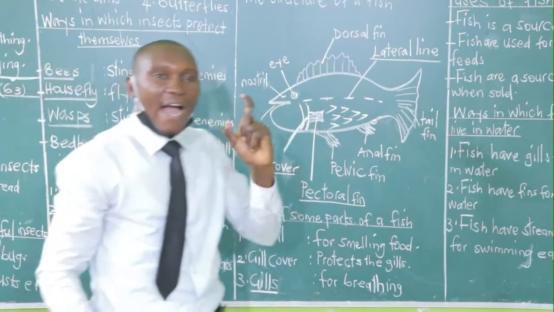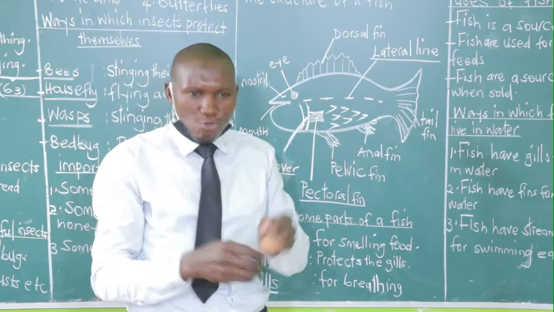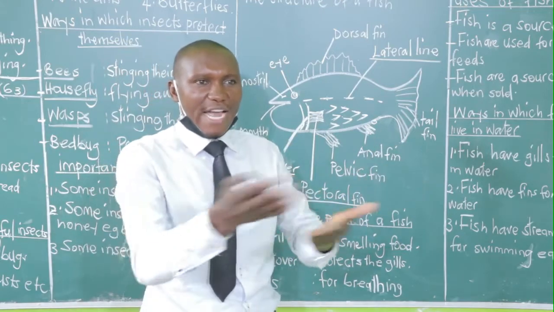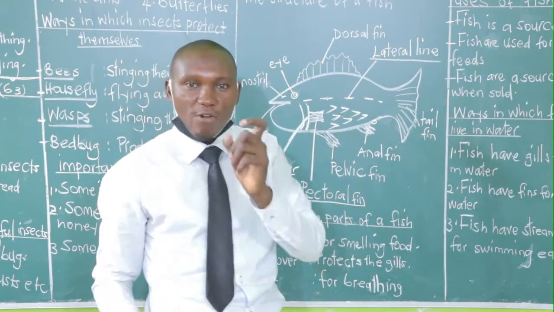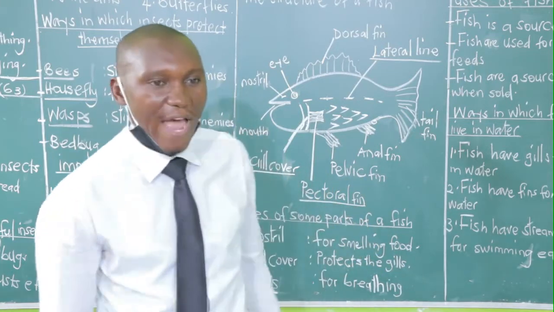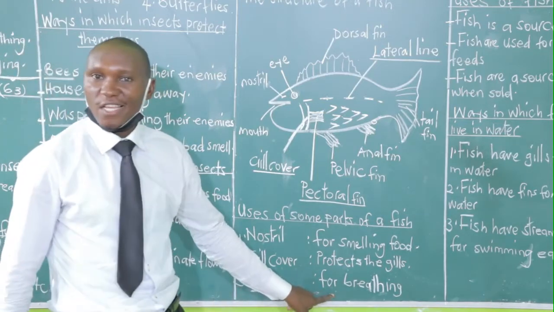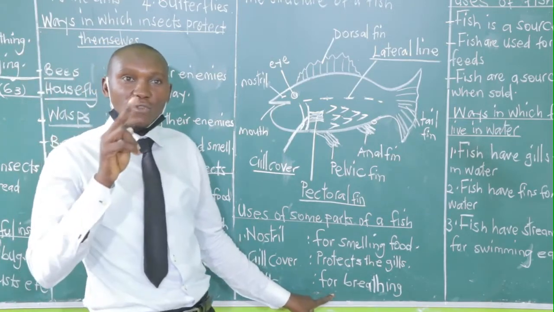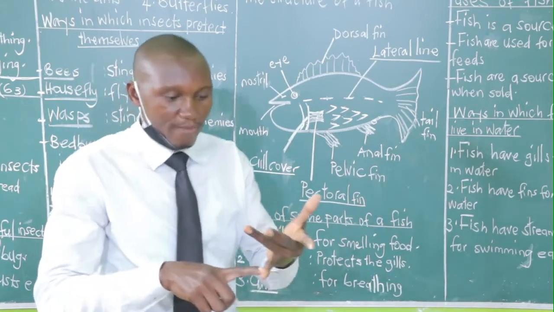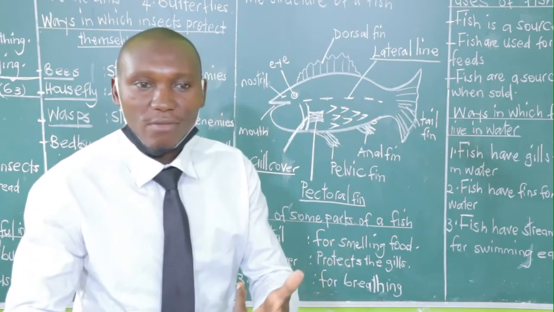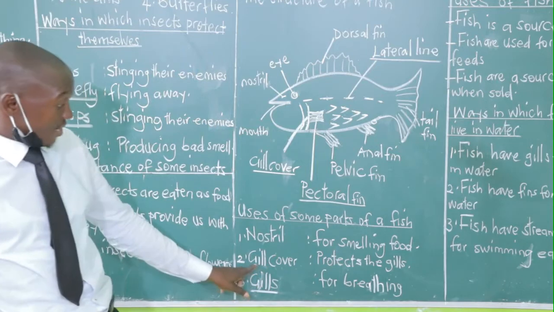When you get the fish, if daddy buys the fish, you can check before it is even cut into pieces. You check and see those gills. They are there. Most especially the raw fish, the one which was not dried. You will find it there. The gills are used for breathing of a fish. Don't confuse the nostrils and the gills. The gills are used for breathing. The nostrils are used for smelling food materials. It's there, being protected by the gill cover.